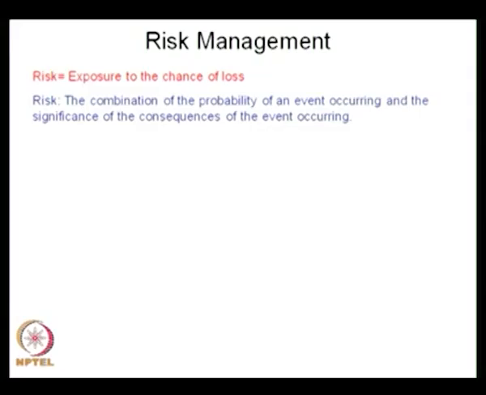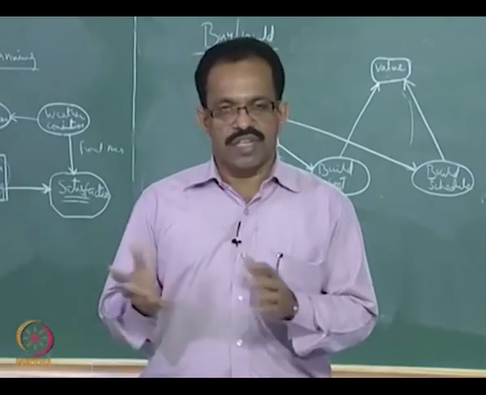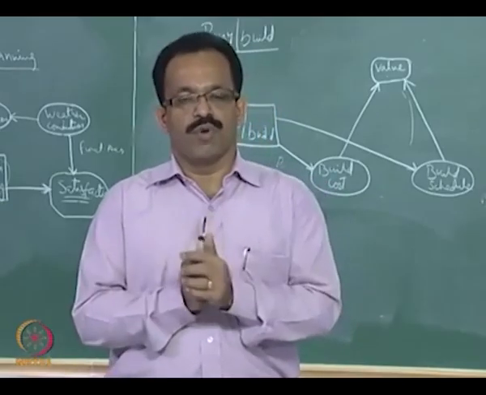As you know, risk is actually the combination of the probability of an event occurring and the significance of the consequences of that event occurring. So if you have a probability of a particular event and then some significance of the outcome of that event, risk is basically a combination of both these two.